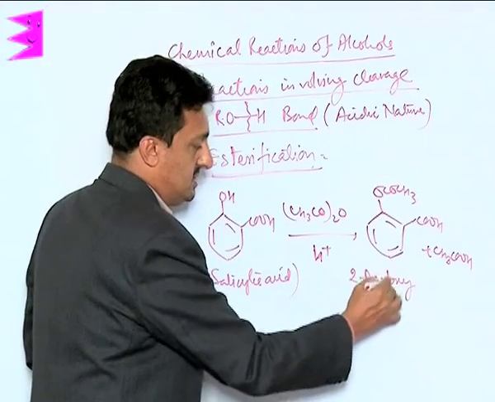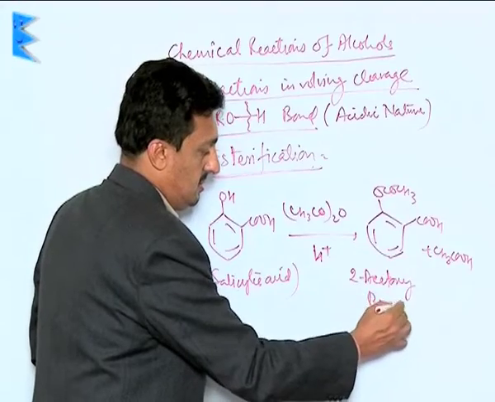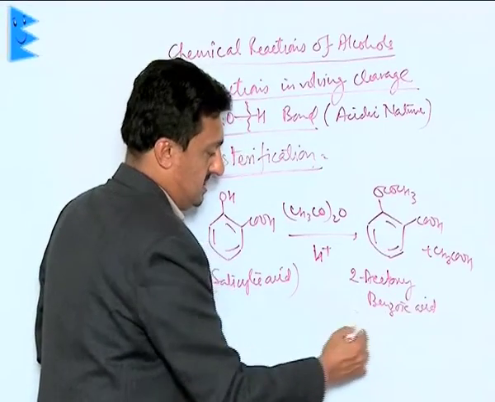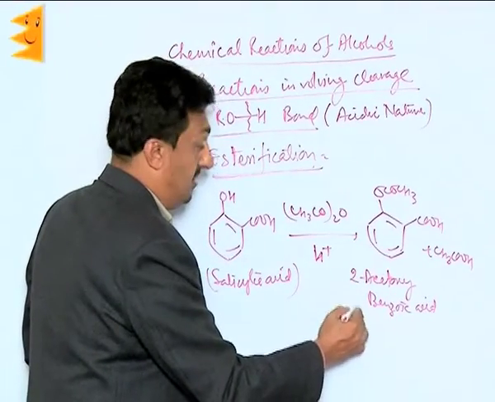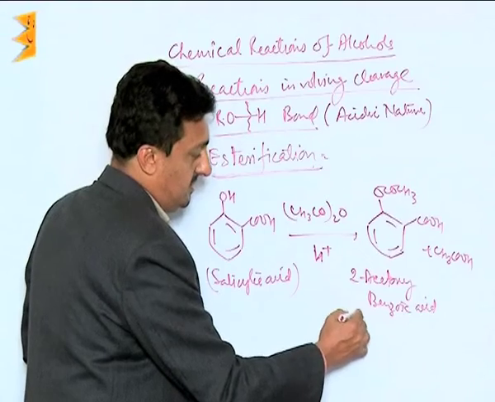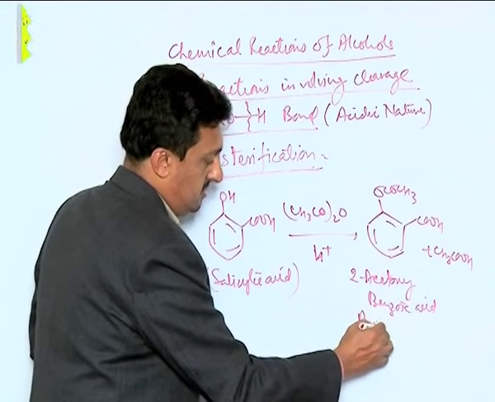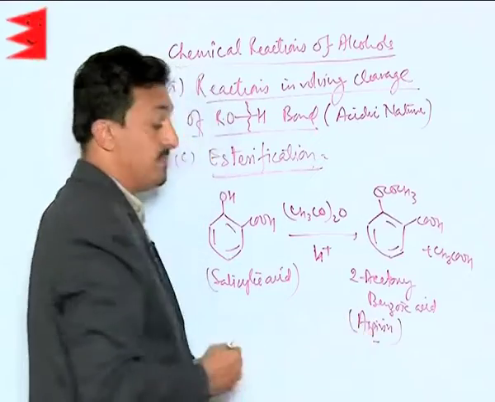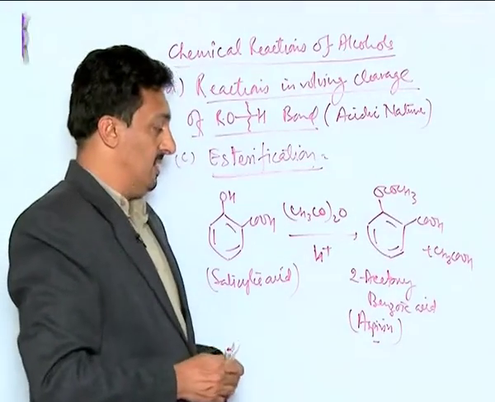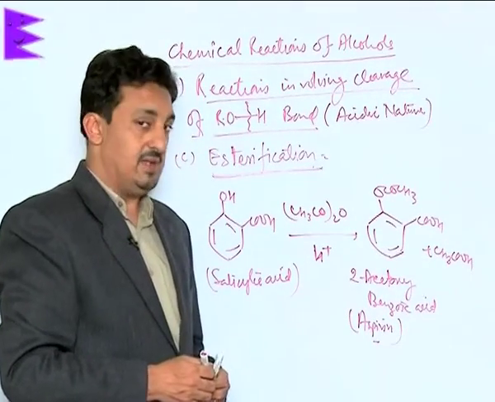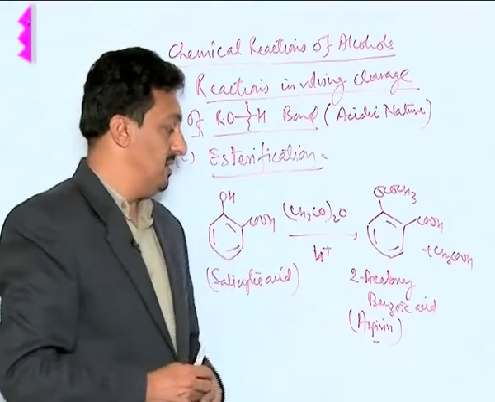It's called 2-acetoxybenzoic acid, or we also call this one aspirin, which is a very common analgesic and antipyretic. So this is how we can prepare aspirin.